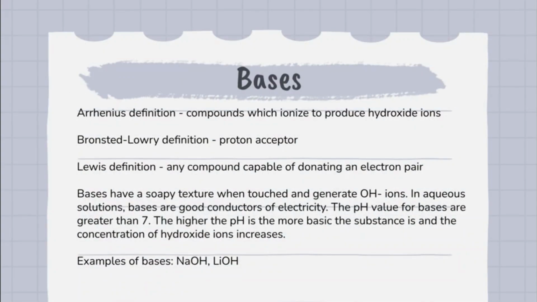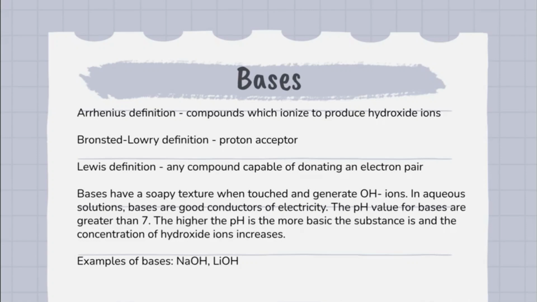Moving on to bases. The Arrhenius definition of bases is compounds which ionize to produce hydroxide ions. The Bronsted-Lowry definition of bases is that they are proton acceptors. The Lewis definition is any compound capable of donating an electron pair. Bases have a soapy texture when touched and generate hydroxide ions.